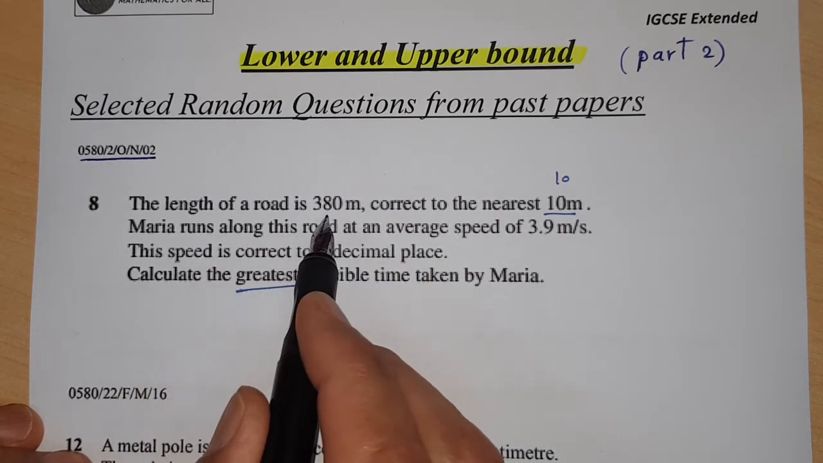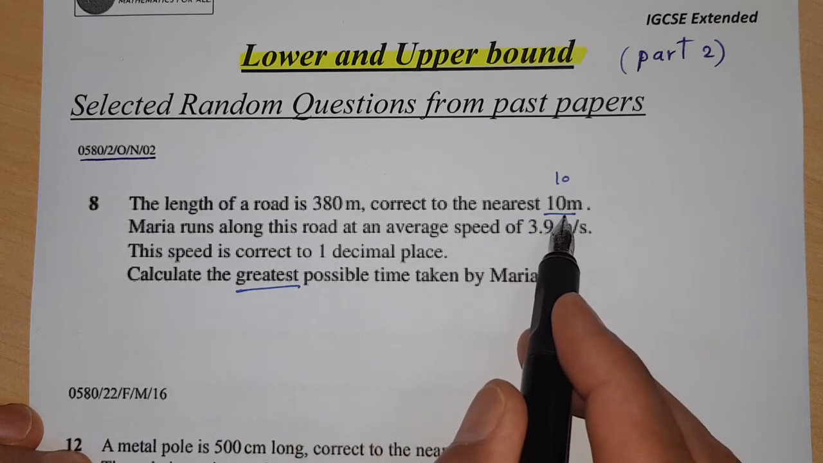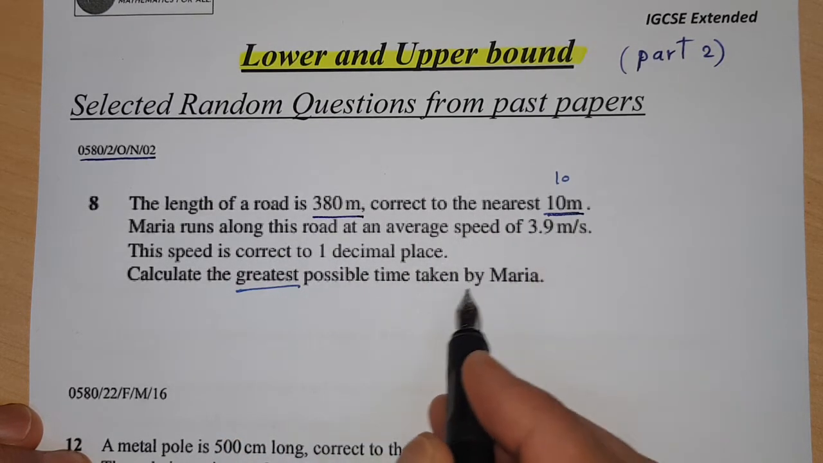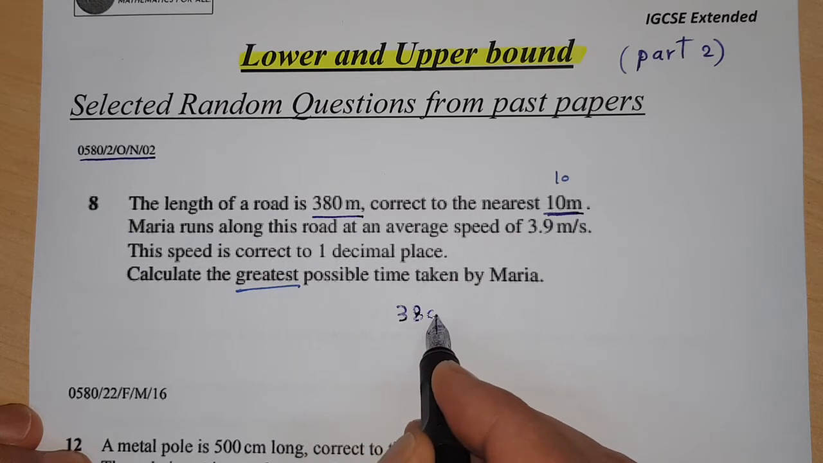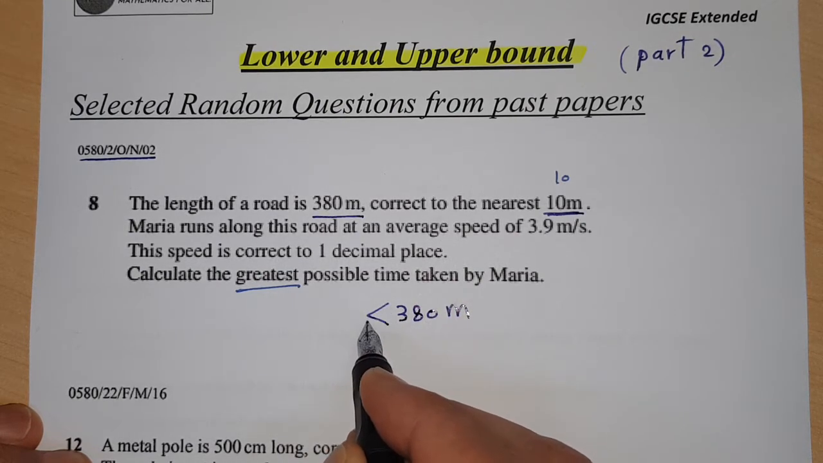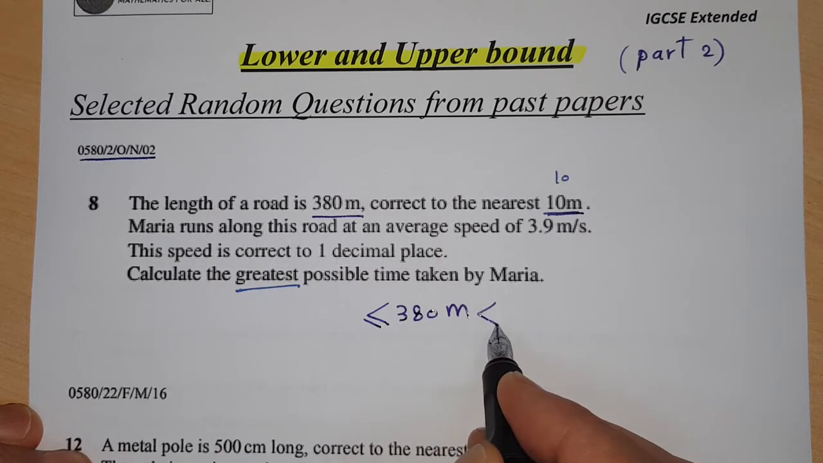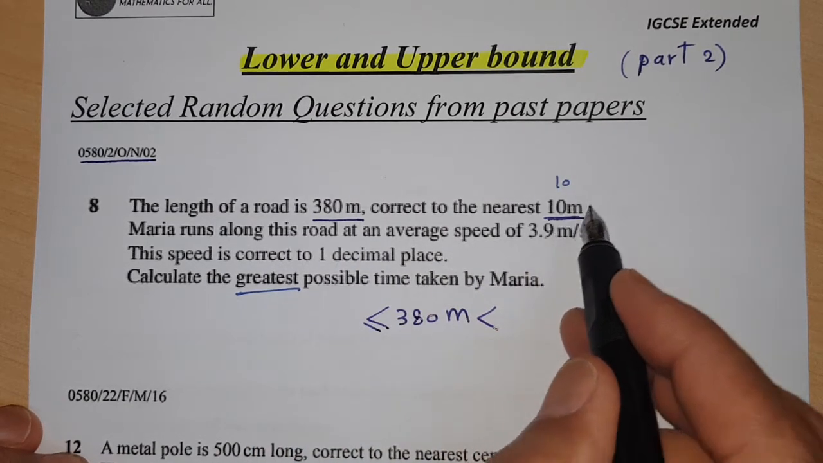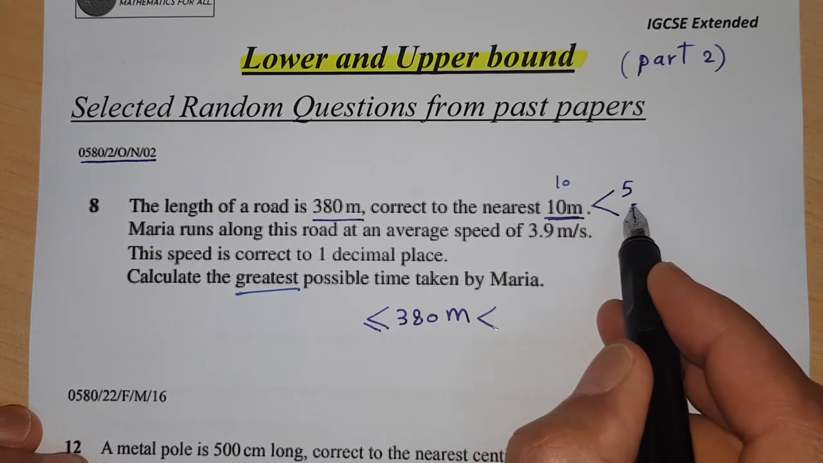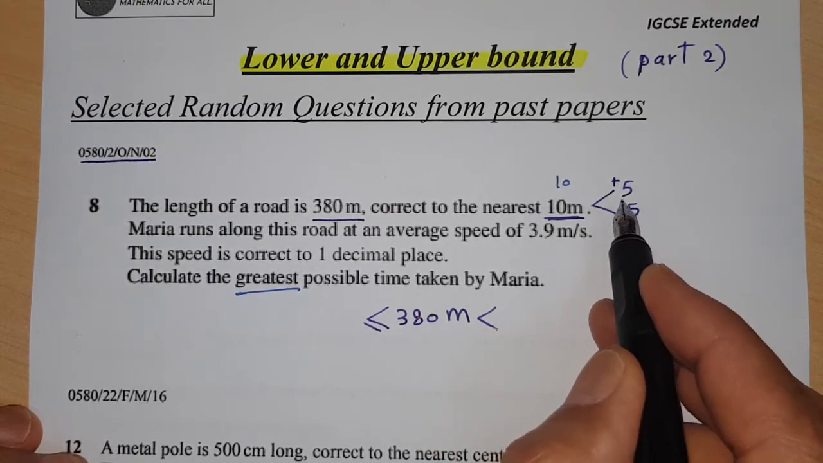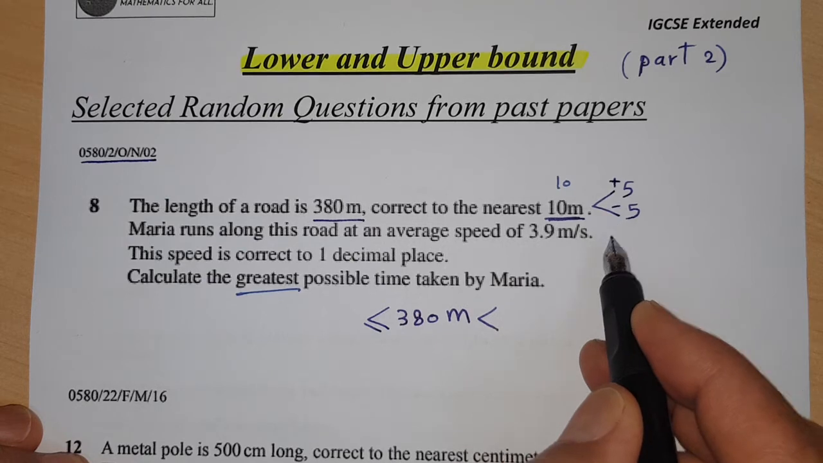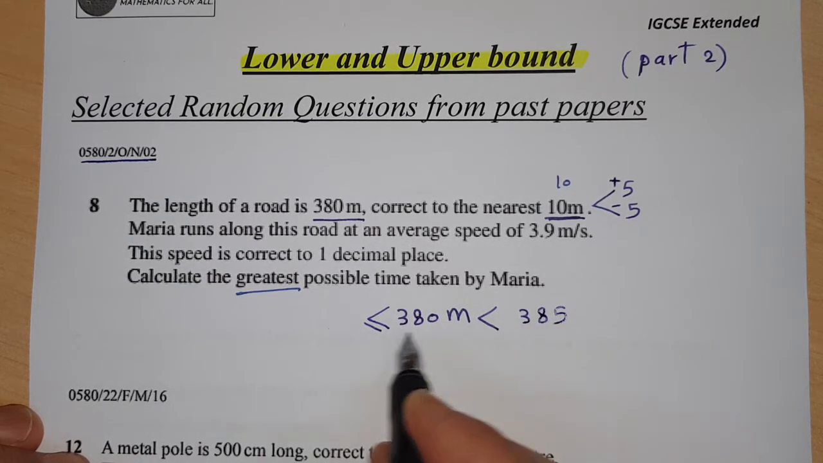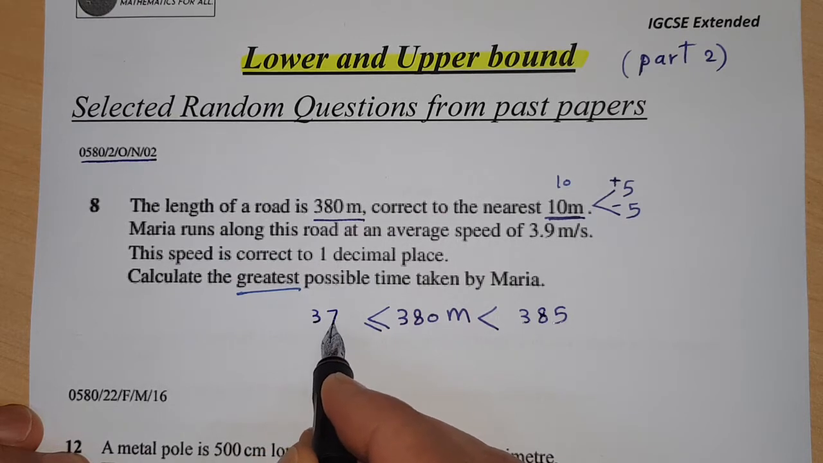The length of a road is 380 meters, correct to the nearest 10 meters. Meters and meters, the same unit. So the 380 meters lies between bigger than or equal, smaller than or equal. This number is correct to the nearest 10, which means you split 10 into 5 and 5. Just add 5 to get the upper bound and subtract 5 to get the lower bound. So the upper bound is 385, the lower bound is 375.